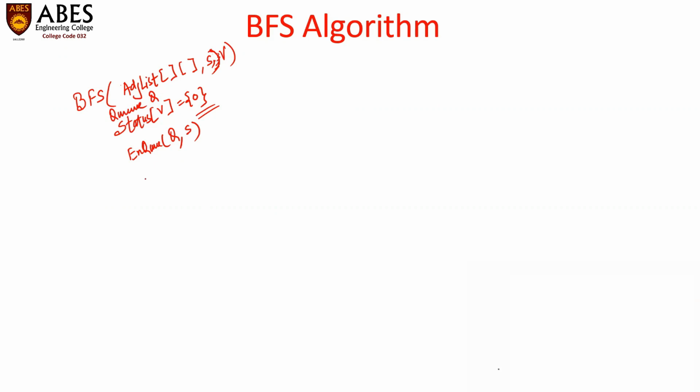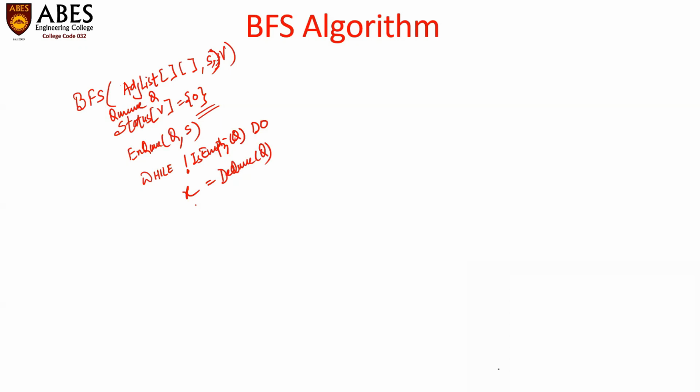Now, what next we have to do? We have to process the things in a loop. So by the time the queue is not empty, so while not empty queue, we will have to take one value from the queue. So let's apply a dequeue function, which will give us the data value which is at the front of the queue.